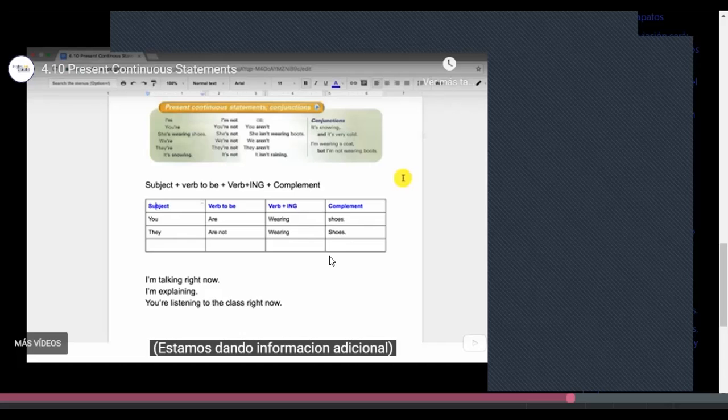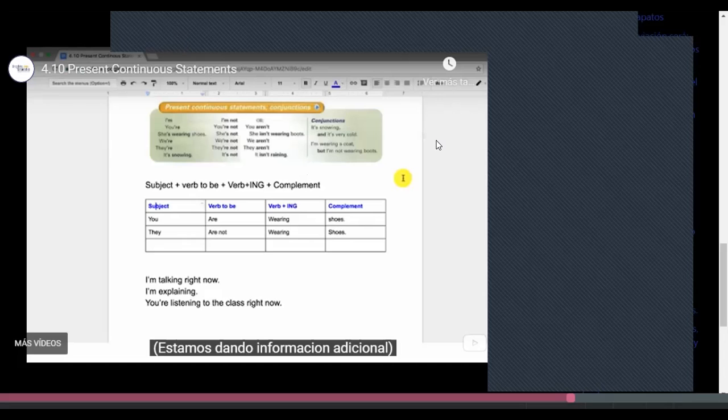For example, my father is sleeping right now. Obviously, my father is sleeping right now. He is not watching television, se los garantizo. He is not watching television. Él no está viendo televisión. Entonces, yo puedo usar but ahí. My father is sleeping, but he is not watching television right now. Okay?